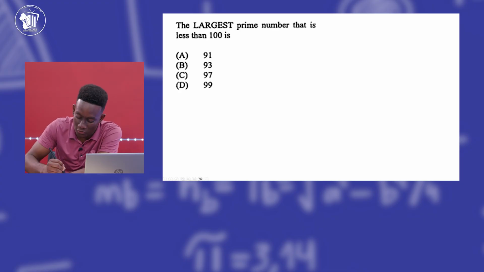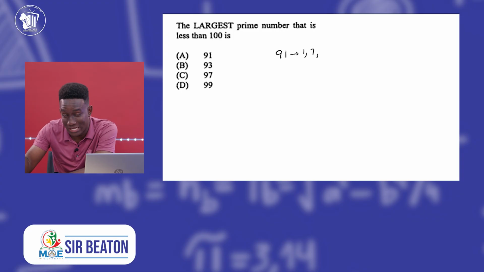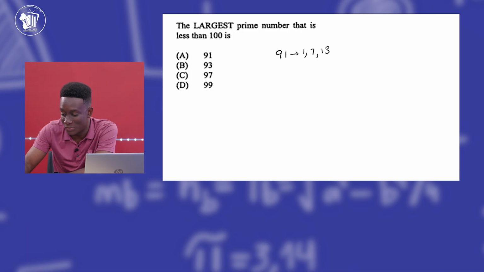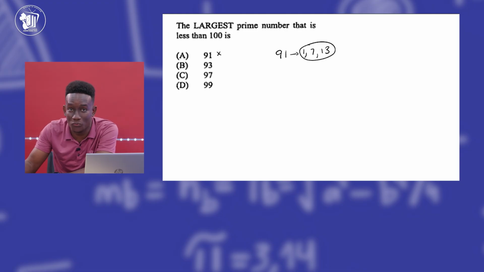Let's start off with the first one, which is 91. Many may get carried away and think that, oh, 91 looks like a prime number. But let's think about the factors of 91. One factor of 91 is 1. Also, 91 has a factor of 7, because 91 divided by 7 is 13. So 13 is a factor. Already 91 is not a prime number because we have more than 2 factors.